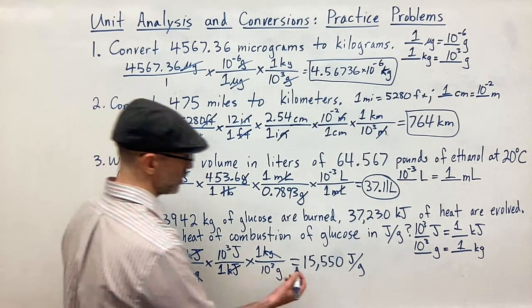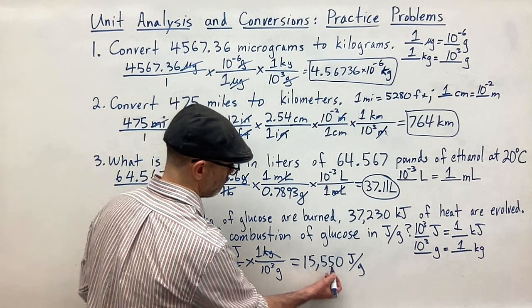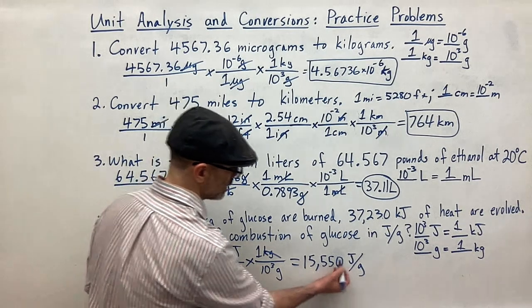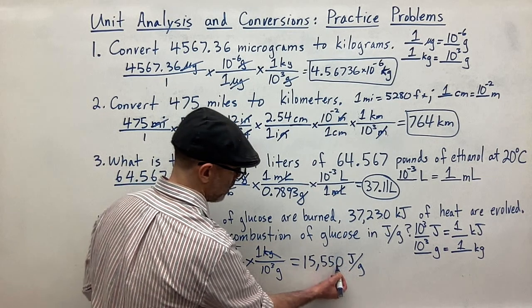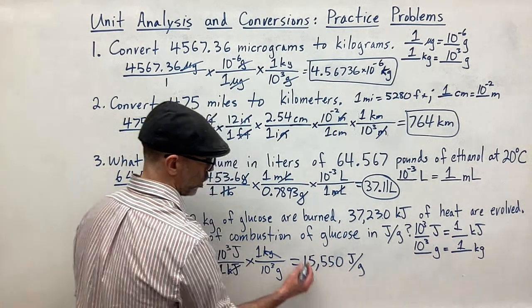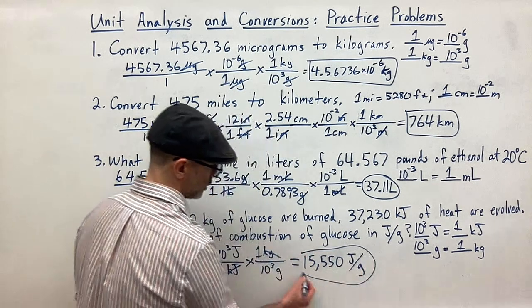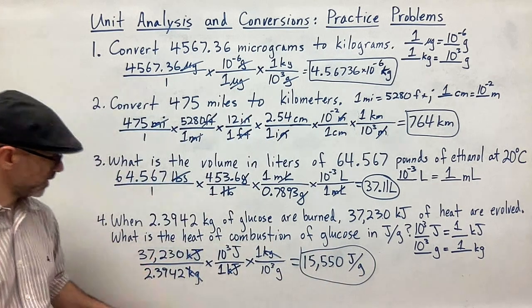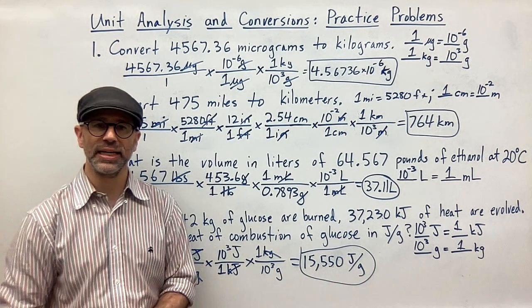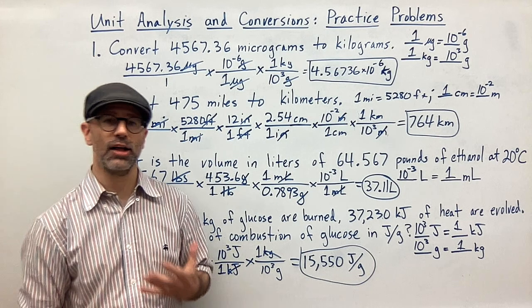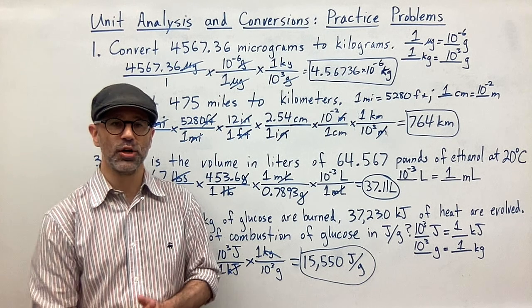So you'll notice there's a 1, 5, 5, 5. That's 4. This 0 is not significant. That is just a placeholder. So this is our answer in the proper number of sig figs. And that, ladies and gentlemen, is how you do unit analysis and conversions with conversion factors.